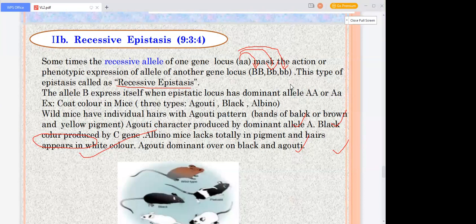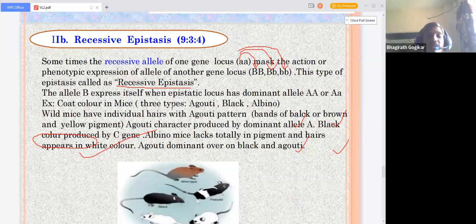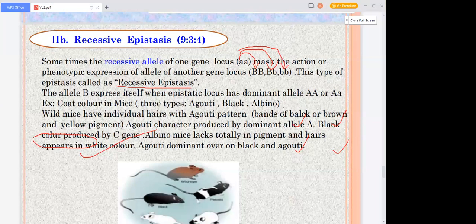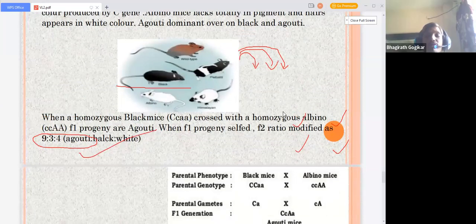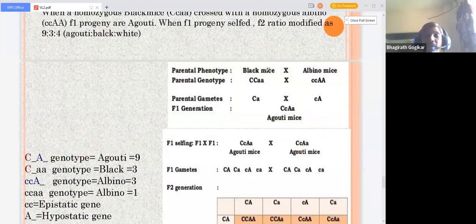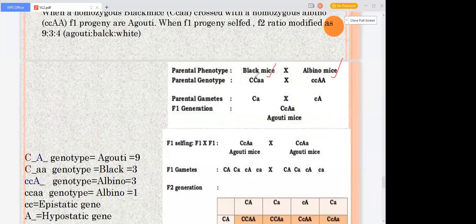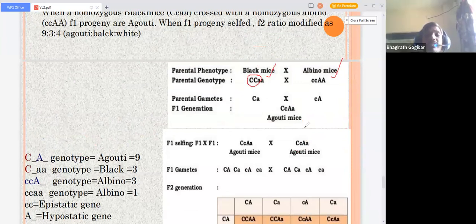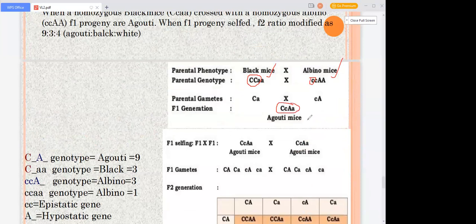Supplementary genes. See here, the best example is coat color in rats and mice. Three types: agouti, black and albino. You can understand from the checkerboard. Look here. This is a black mouse, this is an albino mouse. The black mouse color is represented by this gene, capital C, and the albino is the epistatic gene here. So in this case, we are getting agouti color.